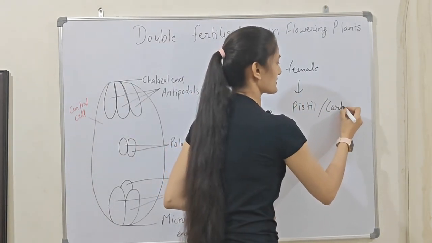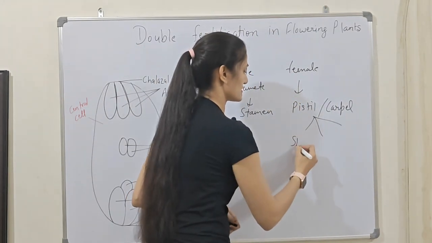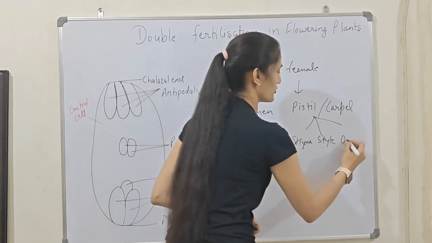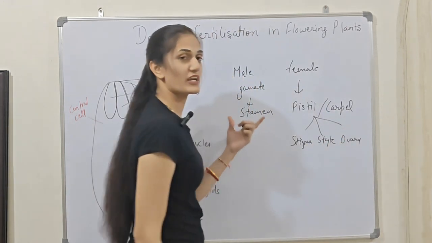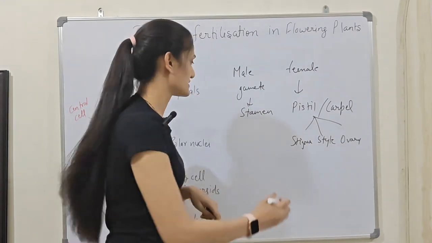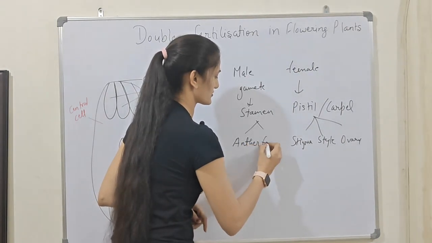Now this carpel has further three parts. One is stigma, second one is style, and third one is ovary. Now this male part stamen is also divided into two parts, which are anther and filament.